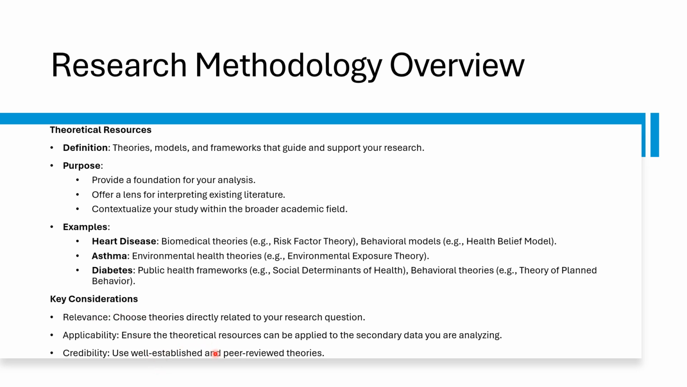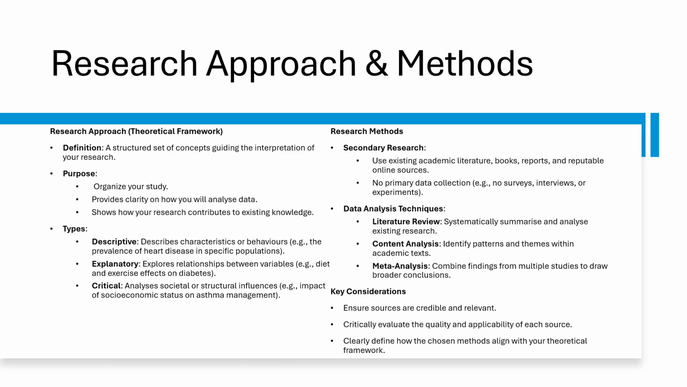Applicability ensures the theoretical resources can be applied to secondary data analysis, and credibility means using well-established and peer-reviewed theories. Okay, so we also need the research approaches: definitions, structures, concepts, guidelines, and interpretation of your research. As a purpose, it organizes your study, provides clarity, and shows how your research contributes to existing knowledge. Types, as we said, are descriptive, explanatory, or critical.